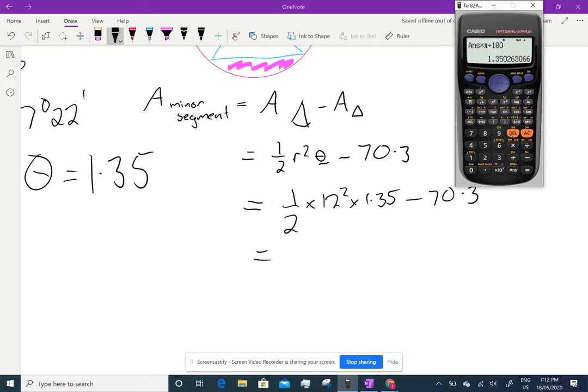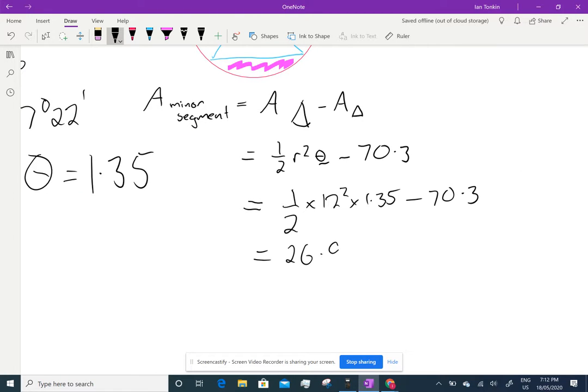So 0.5 times 12 squared times my answer, because it was in there, minus 70.3. 26.91. Now that's slightly different from the back of the book, but that's because they would have used rounded, whereas I used my answer, which was not rounded. So 26.92. 26.92 centimetres squared.